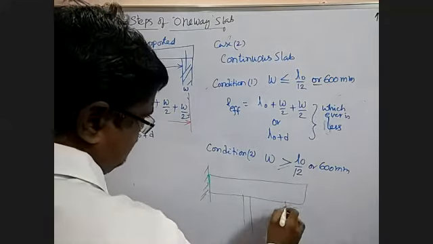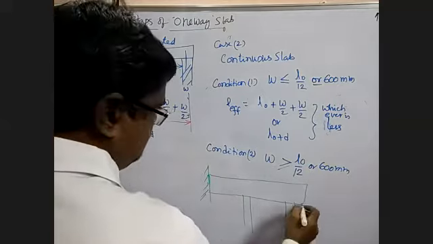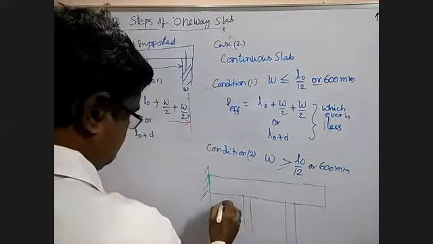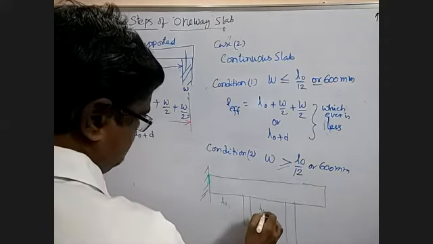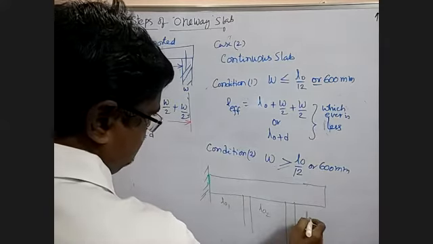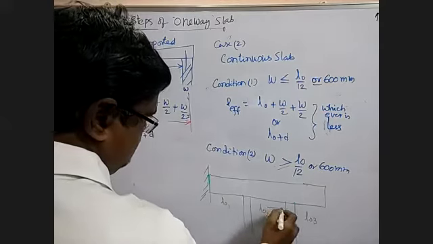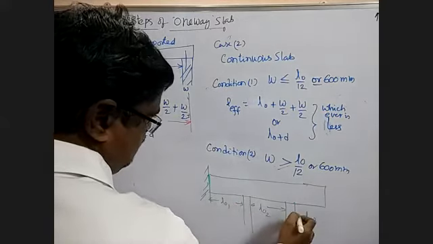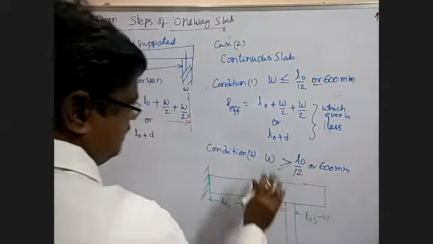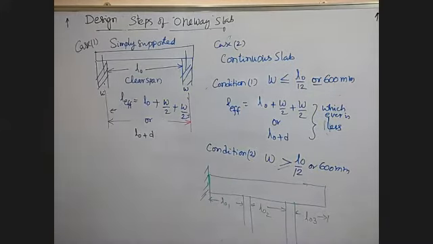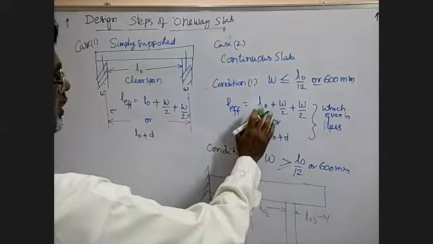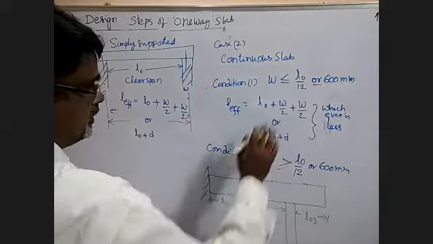You have a support here, a support here, and an overhang here. So this is L01, this is L02, this is L03. The clear spans are L01, L02 and L03. In this case, this is only a special case. Normally we use this formula. Normally you will get L0 by 2 or 600.